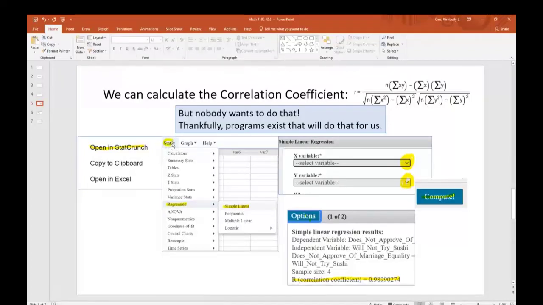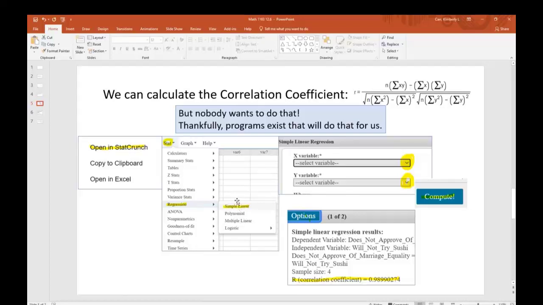You're going to choose Stat. It's going to open up a drop down. Go to Regression, which will open up an additional menu, and choose Simple Linear. So open in StatCrunch and then go up above the numbers, find Stat, Regression, Simple Linear.